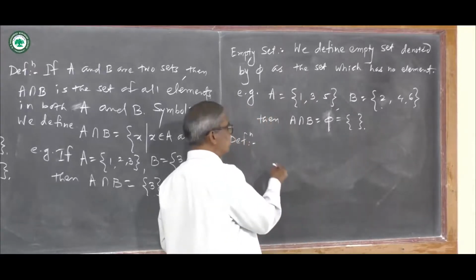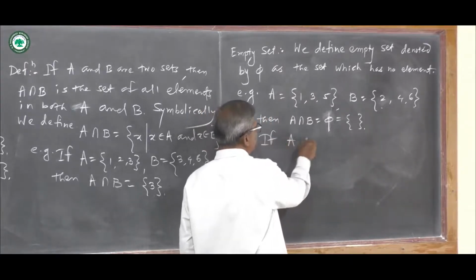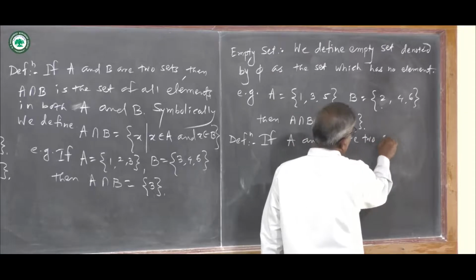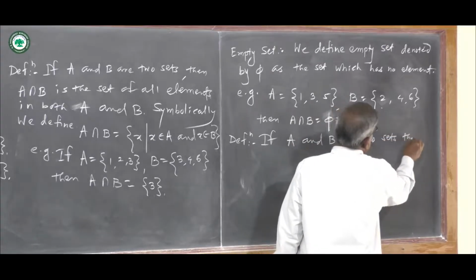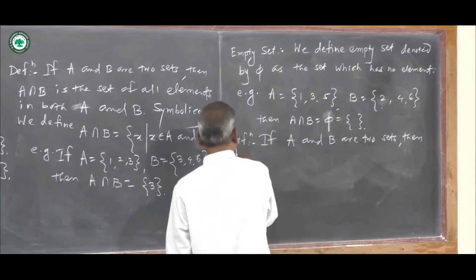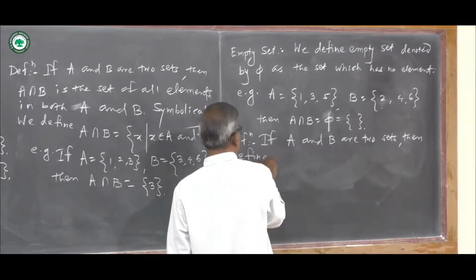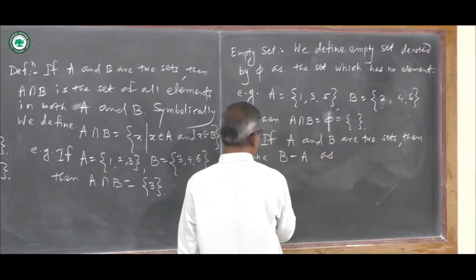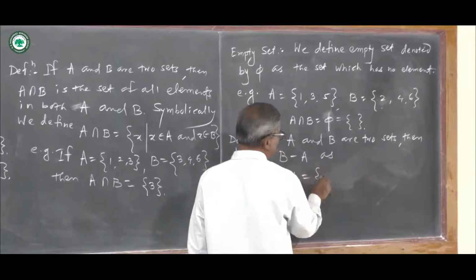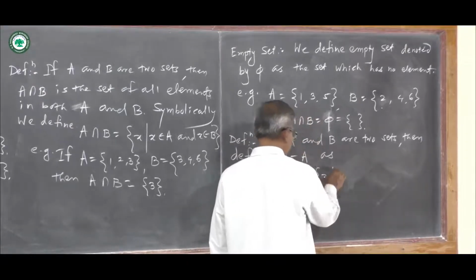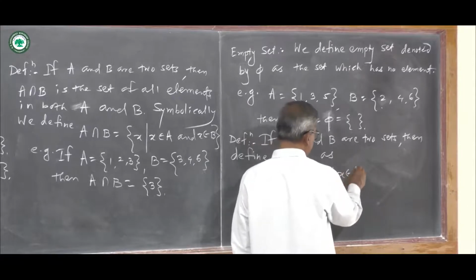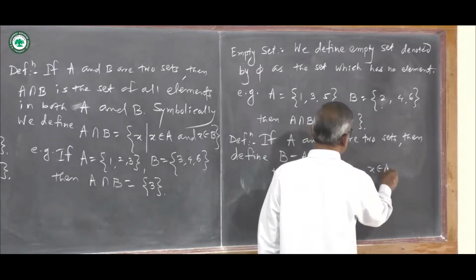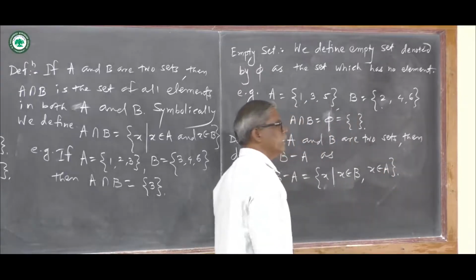Definition. If capital A and capital B are two sets, then we define capital B minus A as the set of all x such that x belongs to B but x is not in A.